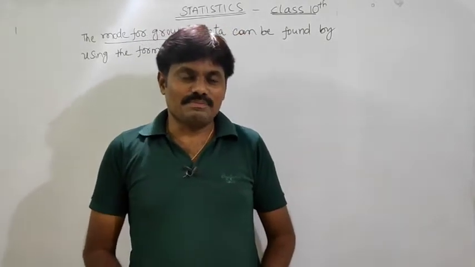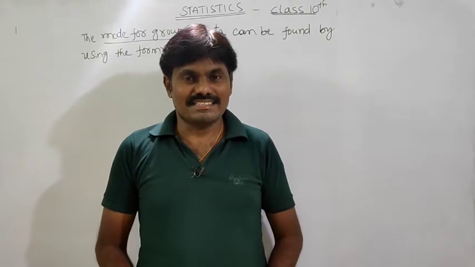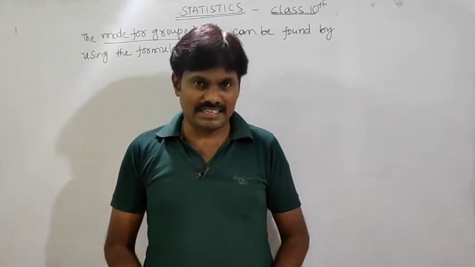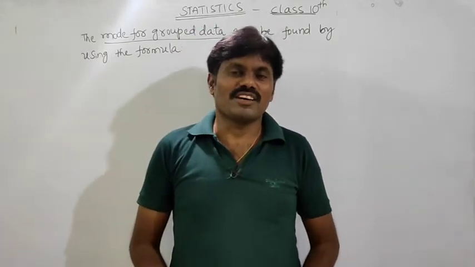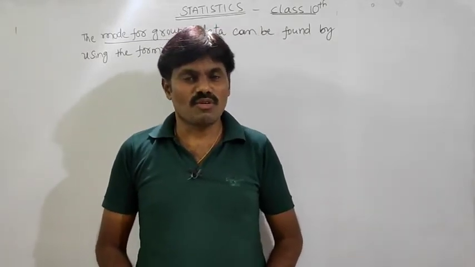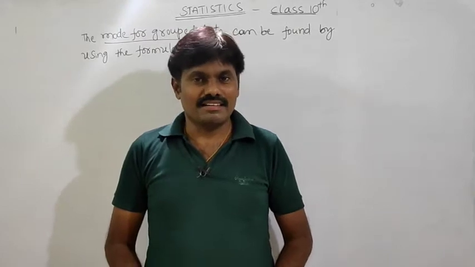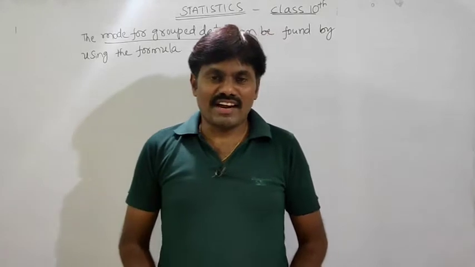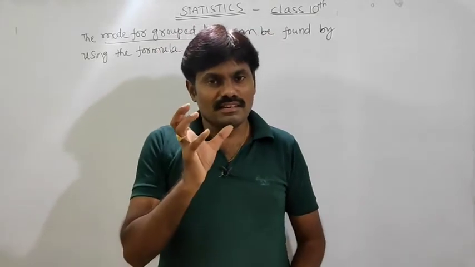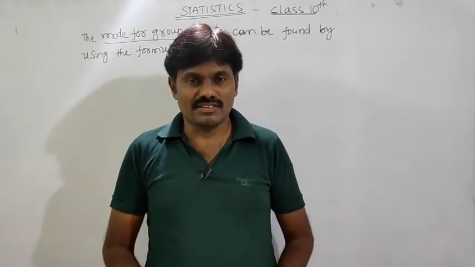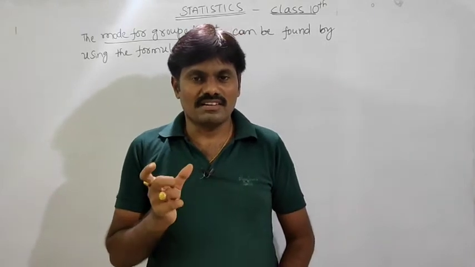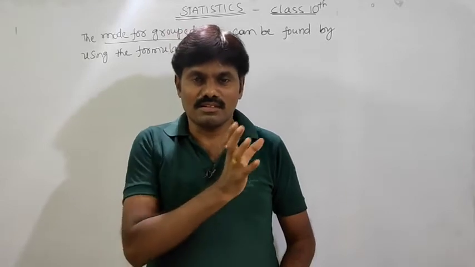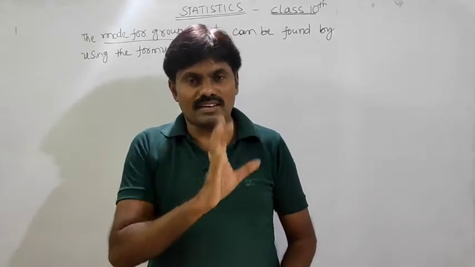Dear children, in the previous class we discussed how to find the mode of raw data or ungrouped data. Now in this session we are going to discuss how to find the mode of grouped data. In raw data we can easily find the mode by observing the observations, how many times a particular value is repeated. By observing the frequency, we can find the mode of that data.